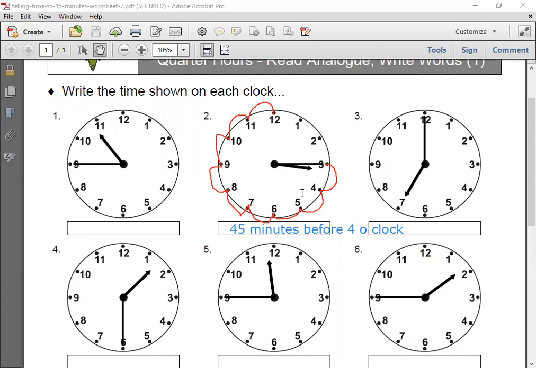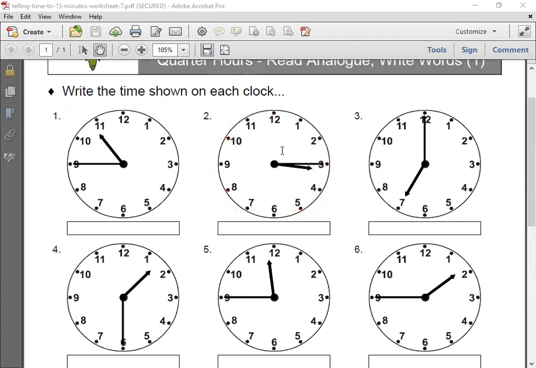So we have 45 minutes before 4 o'clock because if the minute hand moved like this, it will be 4 o'clock. So we want to know how many minutes are left to be 4 o'clock. Okay, so this is how we can tell the time using the next hour. Okay, let's try another one.